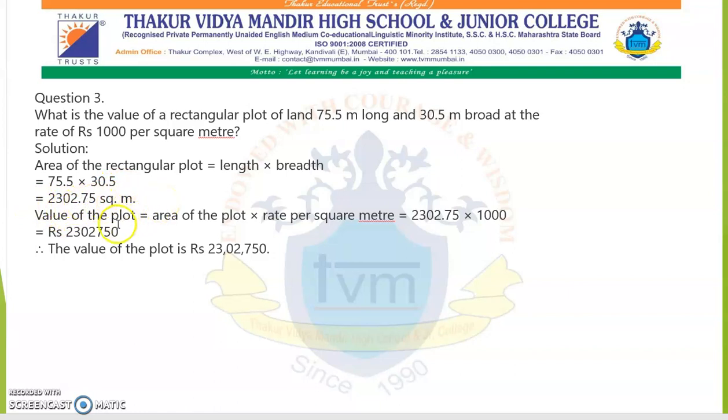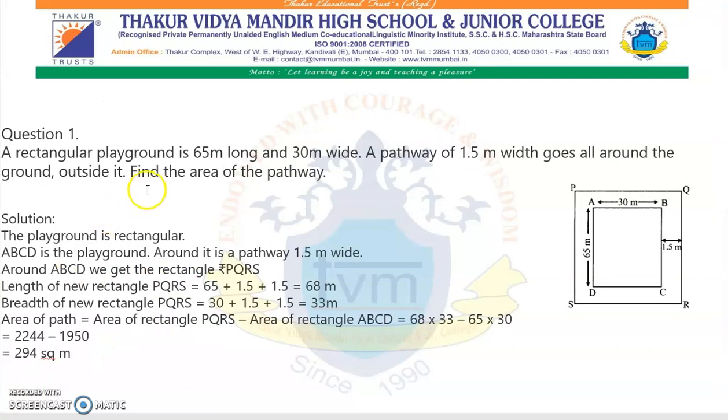2302.75 square meter. Therefore, value of plot of land equal to area of the plot into rate per square meter equal to 2302.75 into 1000 equal to rupees 23,02,750 rupees. So, the value of plot of land is 23,02,750.